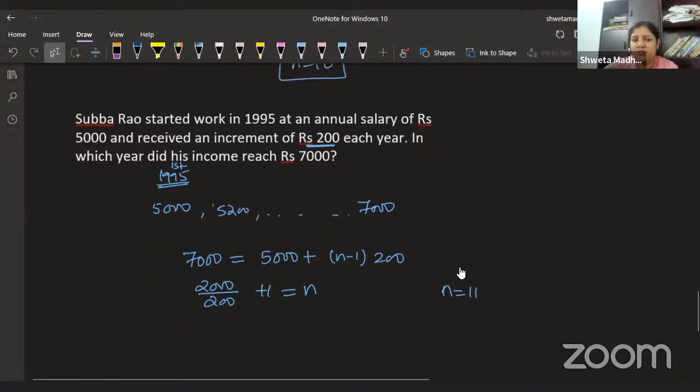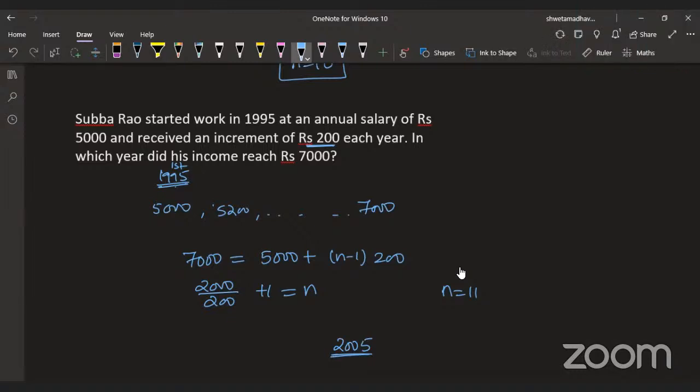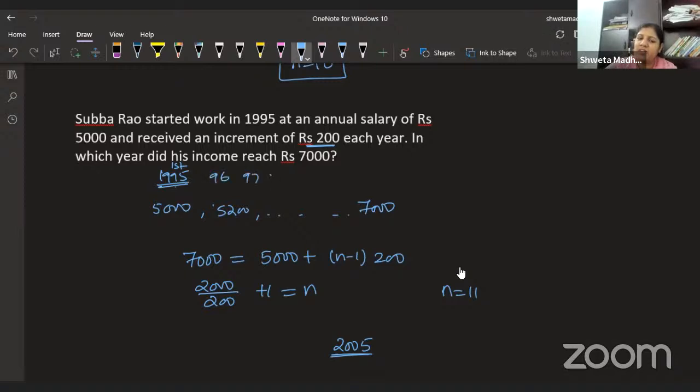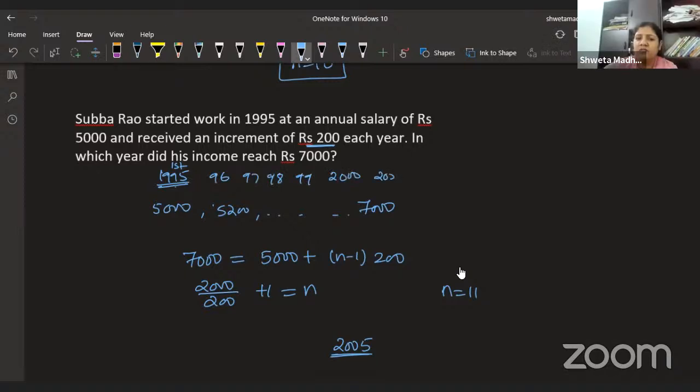So if 1995 is first, then the 11th term will be 2005. You have to include 1995 as the first one. Then the 11th from that will be 96, 97, 98, 99, 2000, then 2001, 2002, 2003, 2004, and then 2005. So this is first, second, third, fourth, fifth, sixth, seventh, eighth, ninth, 10th, 11th.